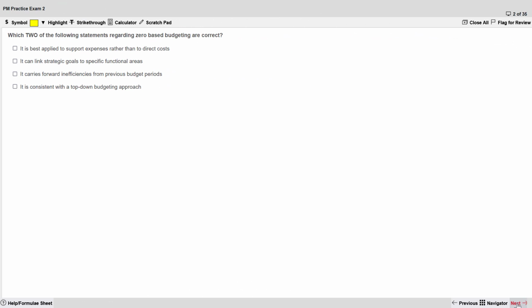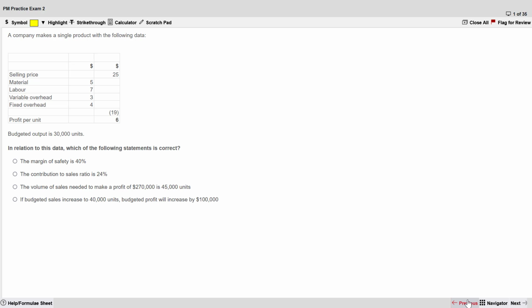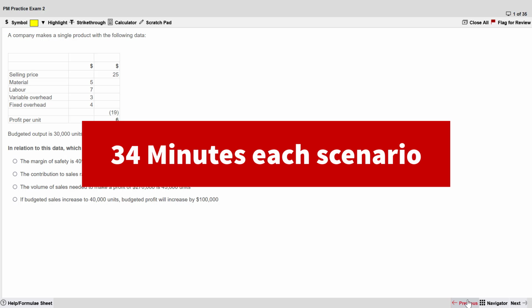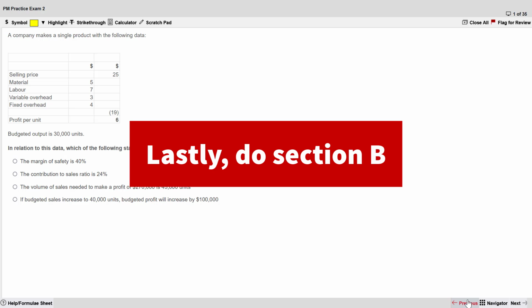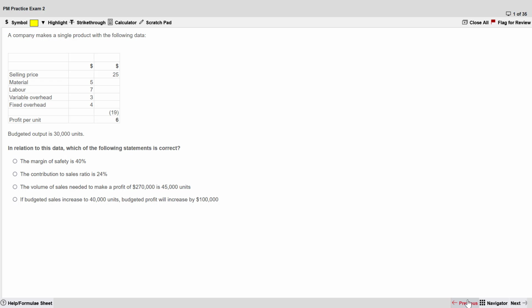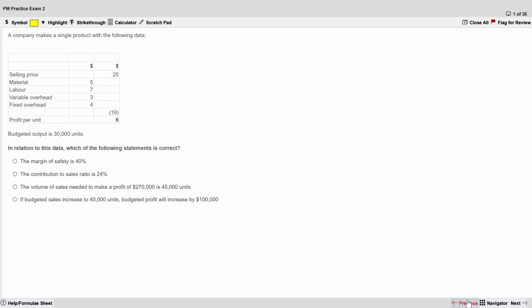So the approach. Spend 45 minutes on your first go through Section A. When the 45 minutes are up, stop what you're doing, leave it unfinished, even if it feels unnatural. Move to Section C of the exam. Spend 34 minutes on each of those questions. When you're done with that, move on to Section B, the most difficult part of the exam, in my opinion. In Section B, you'll give yourself 17 minutes per scenario. And if you follow that approach, you're going to have 10 minutes of buffer time at the end.